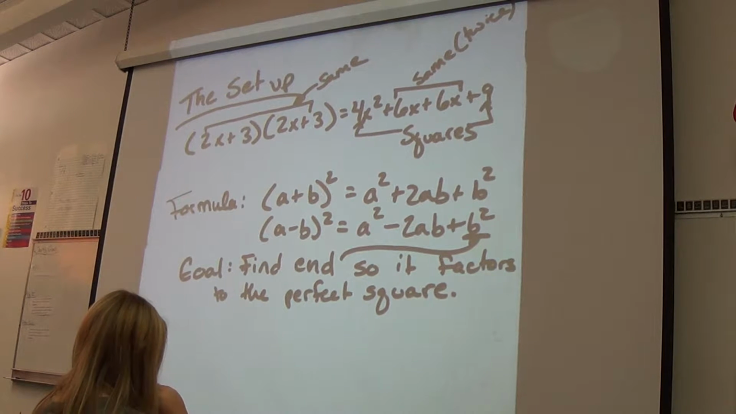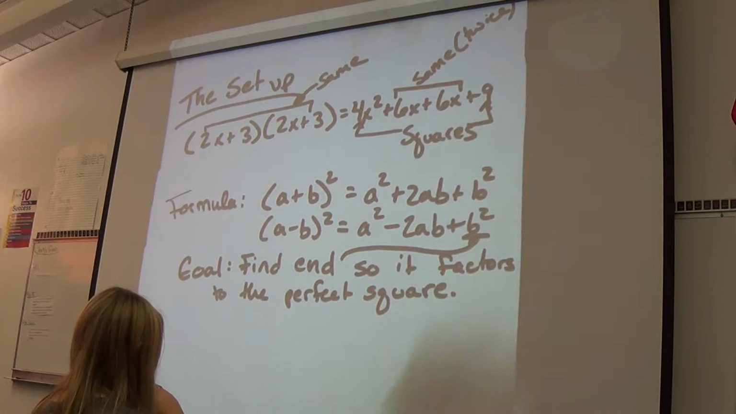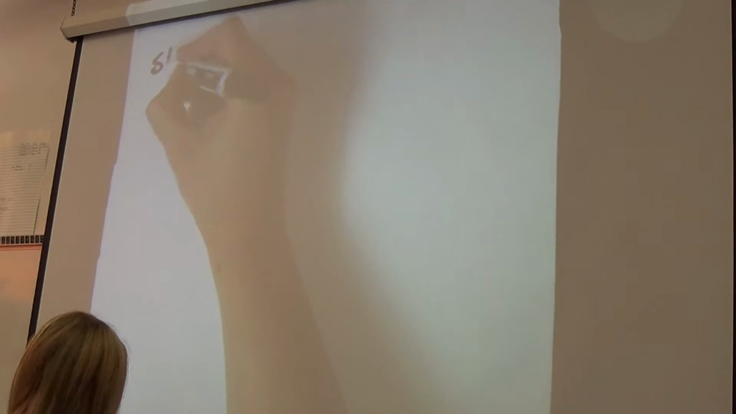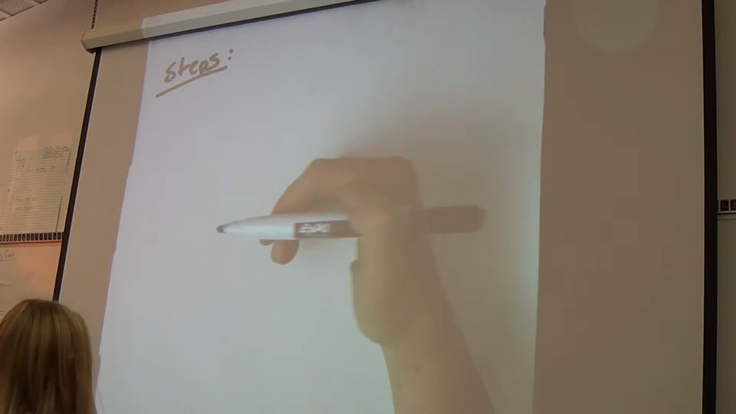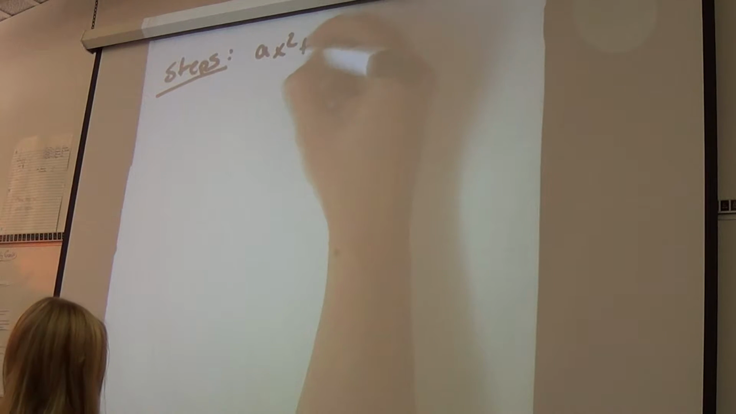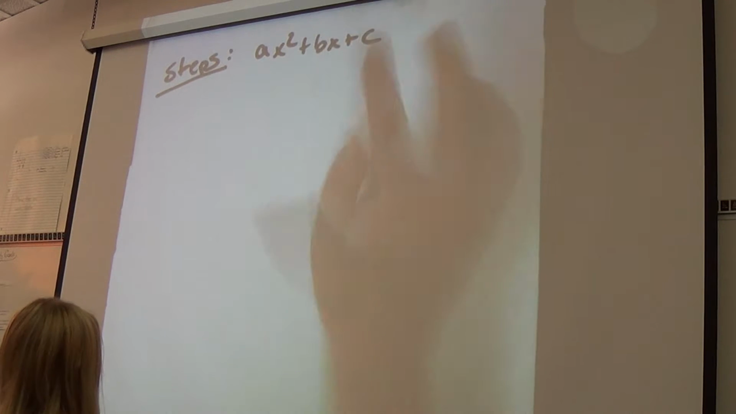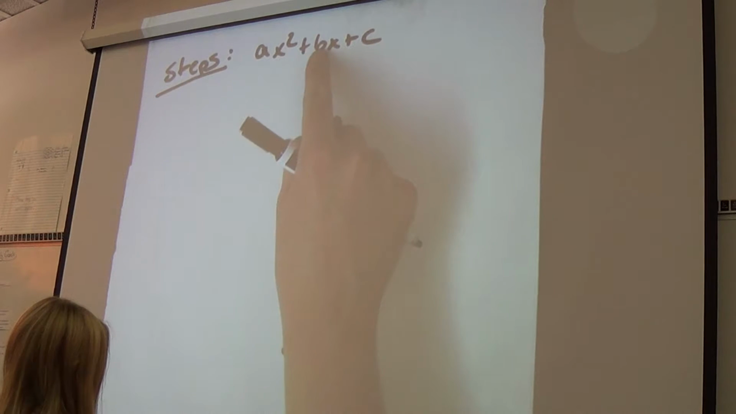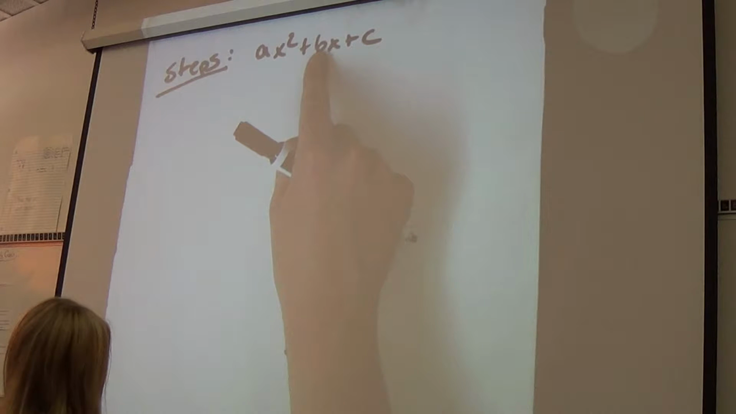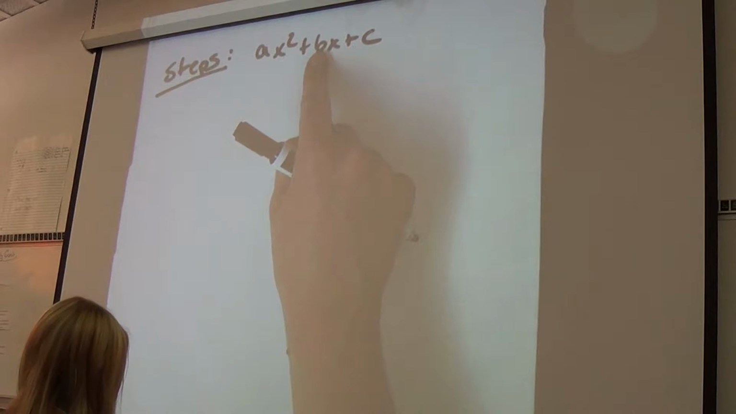Can I erase? All right, so steps. And remember, these are the steps just for this setup part, this complete the square part. This is dealing with ax squared plus bx plus c. I want you to notice that this a and this b is not the same thing as that formula that we had up above. It's not the same a, same b. They're referring to two different things.